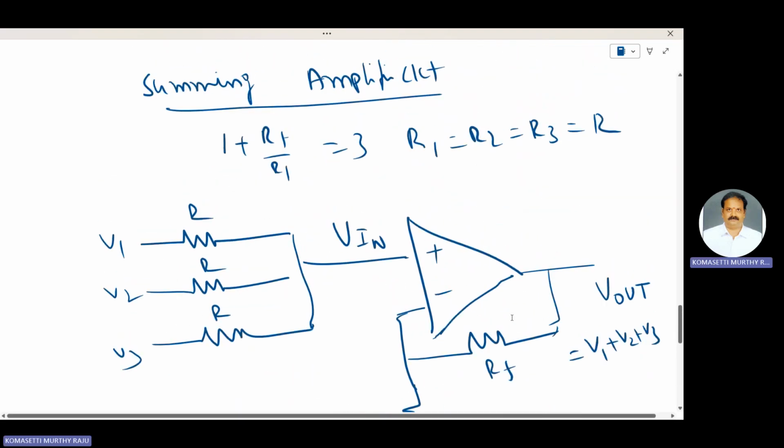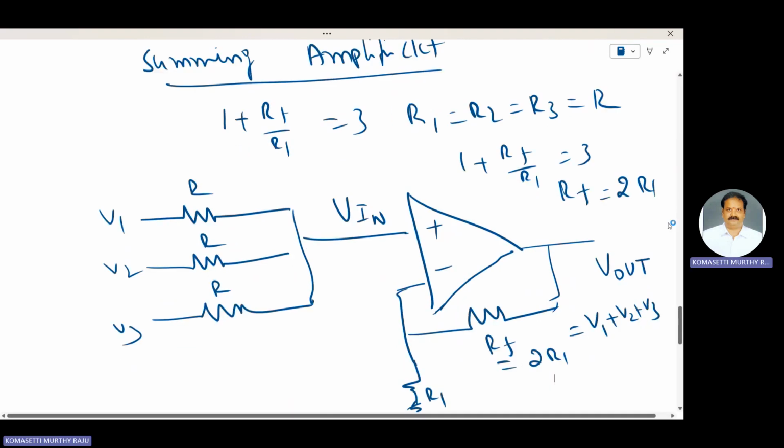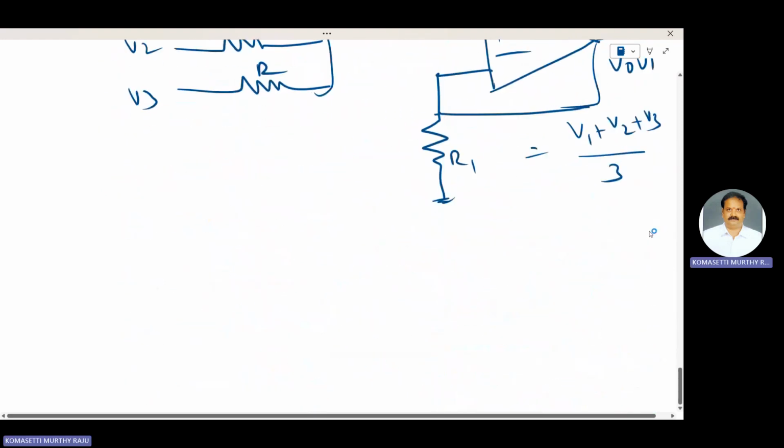In the summer case, 1 plus Rf by R1 is equal to 3. Therefore, Rf is equal to 2R1, 2 times R1. With this, the op amp non-inverting summing amplifier concept and average amplifier concept are completed.